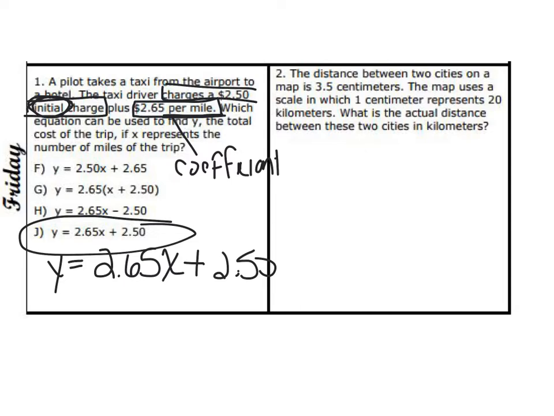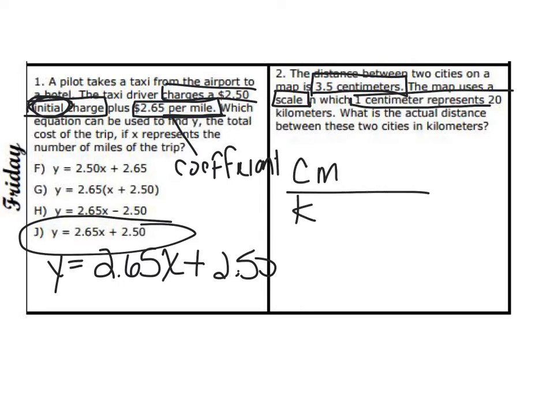Okay, number 2. The distance between two cities on a map is 3.5 centimeters. The map uses a scale in which 1 centimeter represents 20 kilometers. What is the actual distance between these two cities in kilometers? So basically, when they give you centimeters but then they gave you a scale, that's an indication that you're using that one chart. So what you do is you do centimeters over kilometers.